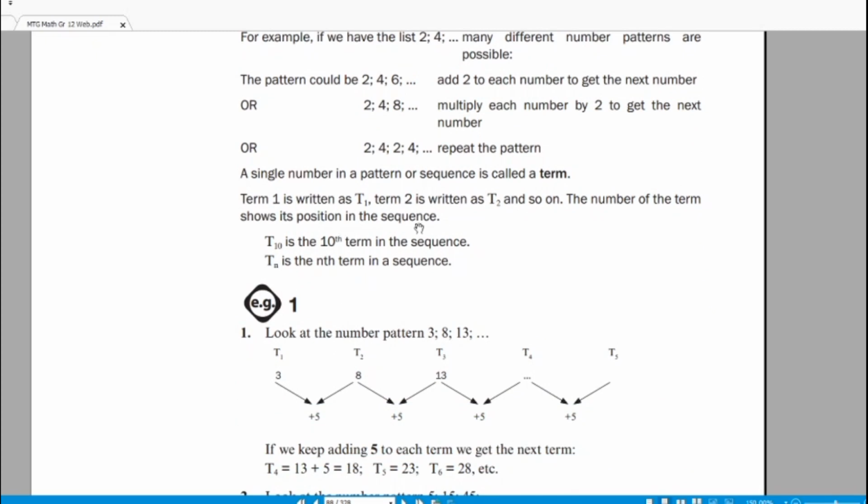We also said that in notation, you describe a term as follows. Term 1 is written as T1. Term 2 is written as T2. Term 3 will be written as T3, and so on. The number of the term shows its position in the sequence. T1 is in first position. T2 is in second position. T10 is in the 10th position. Tn is in the nth position.